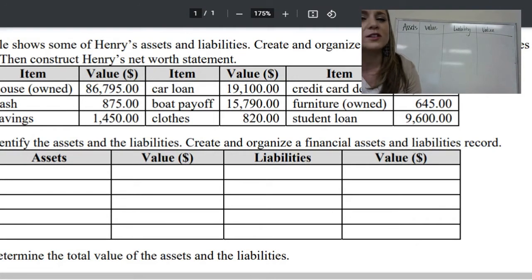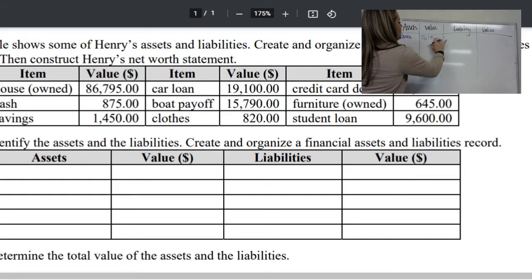Let's look at this. House owned. That means he owns it, and it has a value of $86,795. That is going to be an asset because he owns it. So we're just going to put house, and it's $86,795. None of these have cents, so I'm not even going to mess with the cents. Cash. Cash he has on hand. That's going to be an asset. That's something he owns, right? So we're going to say cash.